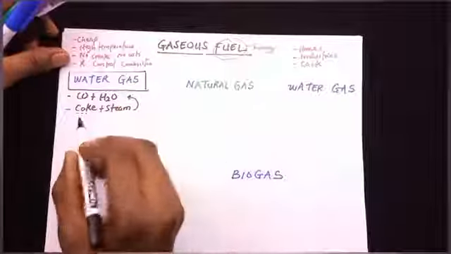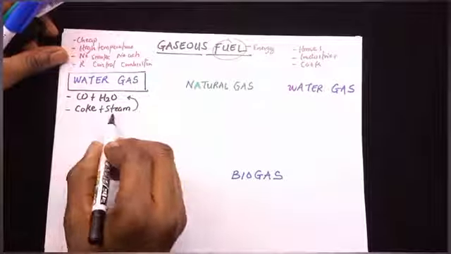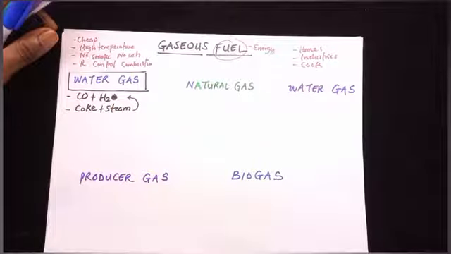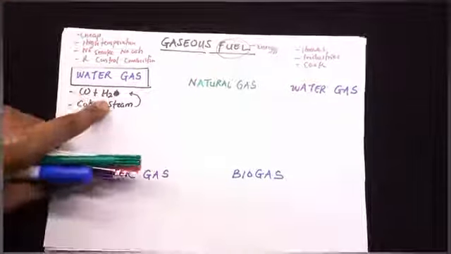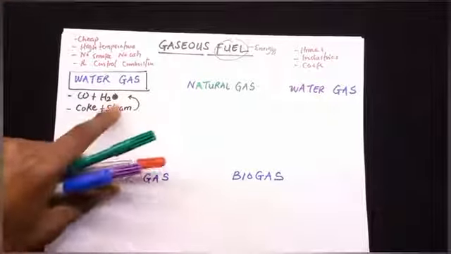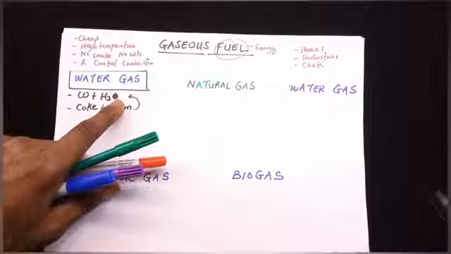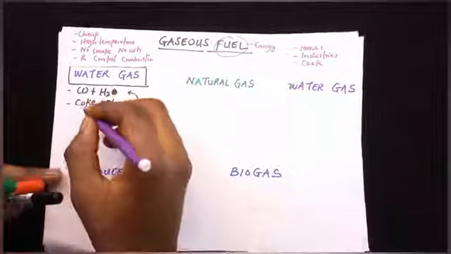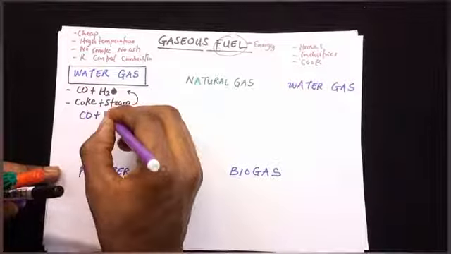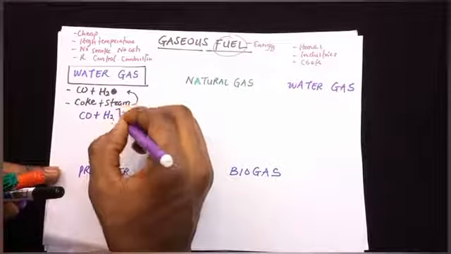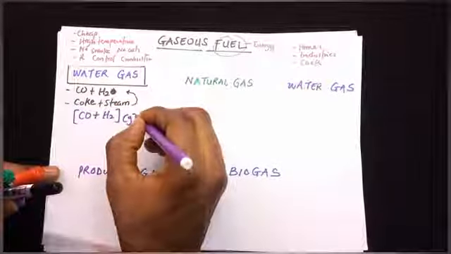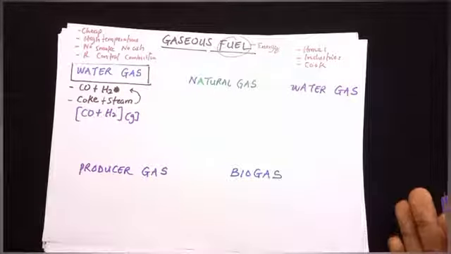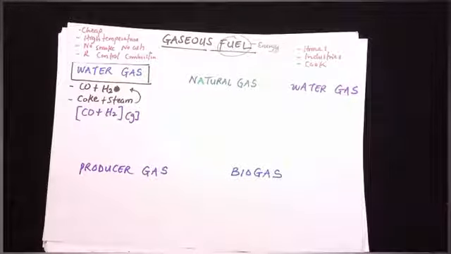Now, when you burn coke and steam, the total combination of water gas will be carbon monoxide and hydrogen. The oxygen in the water will combine with the carbon, so that what makes up water gas at the end of the day is carbon monoxide plus hydrogen gas. I know all these are gases, so that's why I call them gaseous fuel. So carbon monoxide and hydrogen eventually gives us what we call water gas. Cheap to remember.